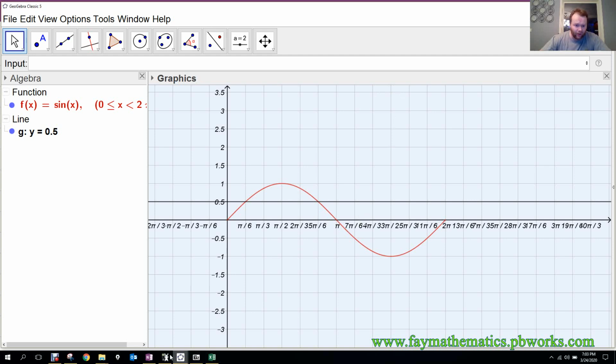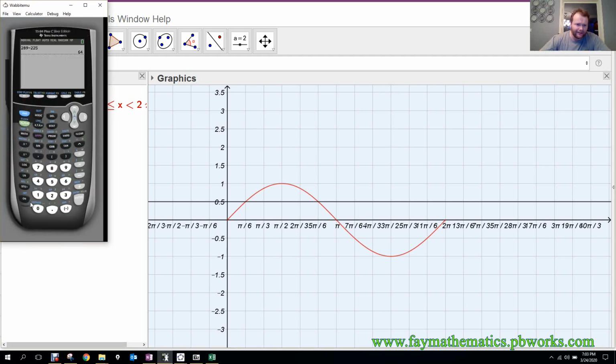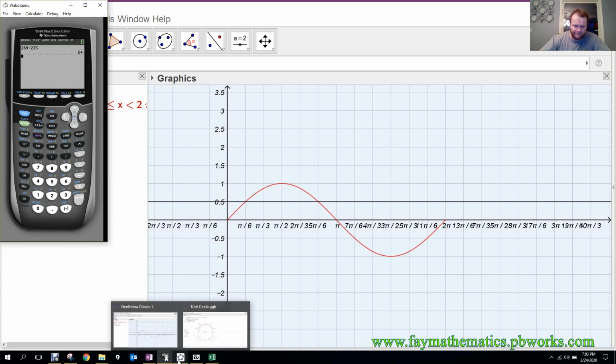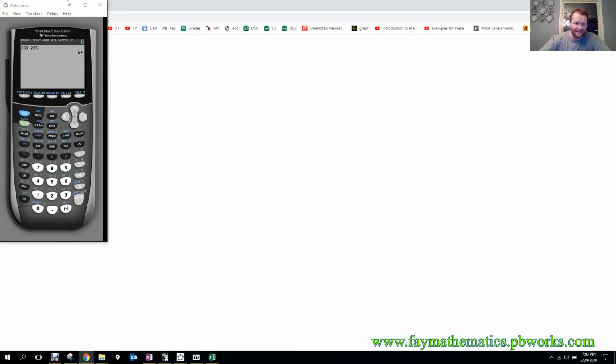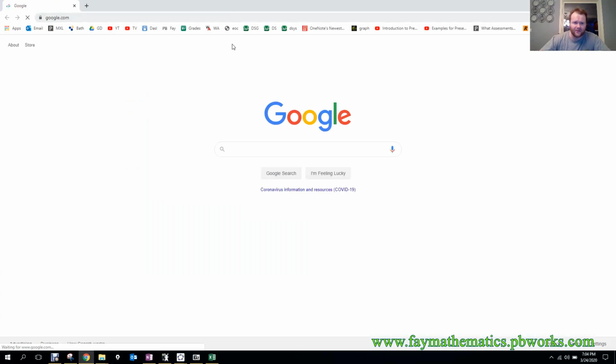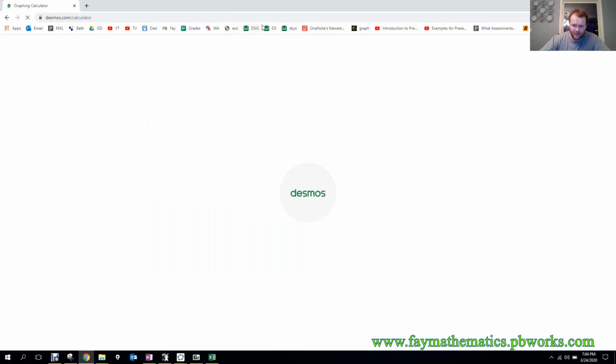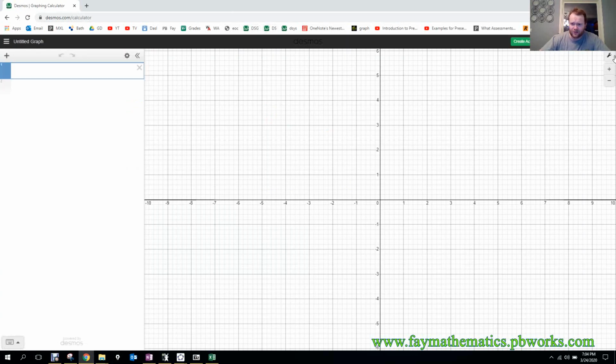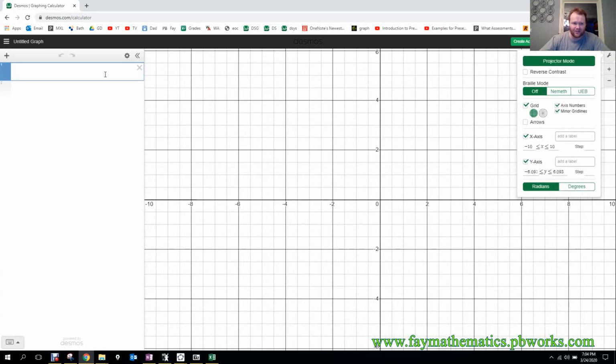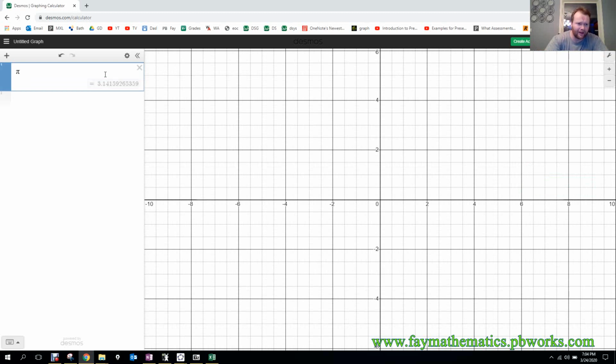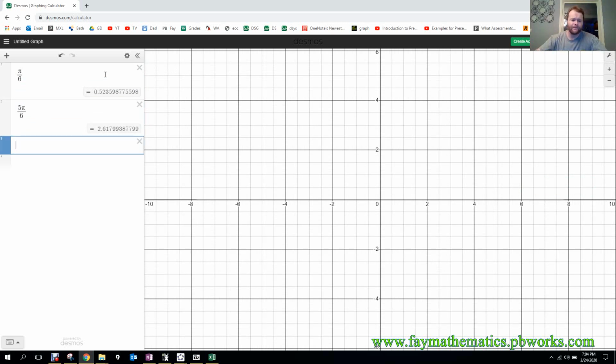Another way, and we'll use this a little bit, is to use the inverse functions. Now it's not as easy using the inverse functions for the mere fact that most of your calculators are not going to give you answers in terms of pi. So I'm just going to write here pi over 6 and 5 pi over 6 and see what those decimals look like.